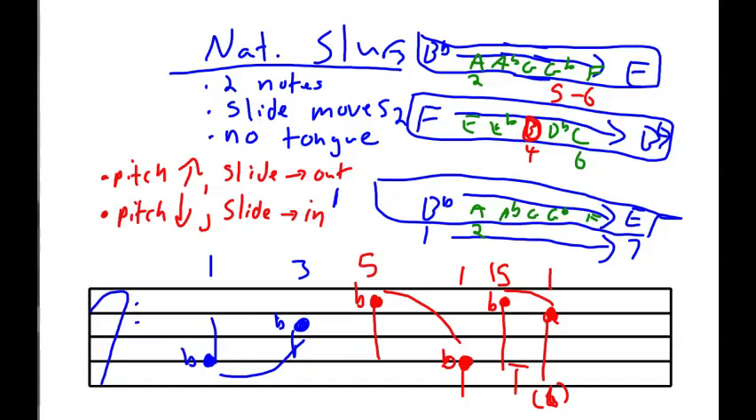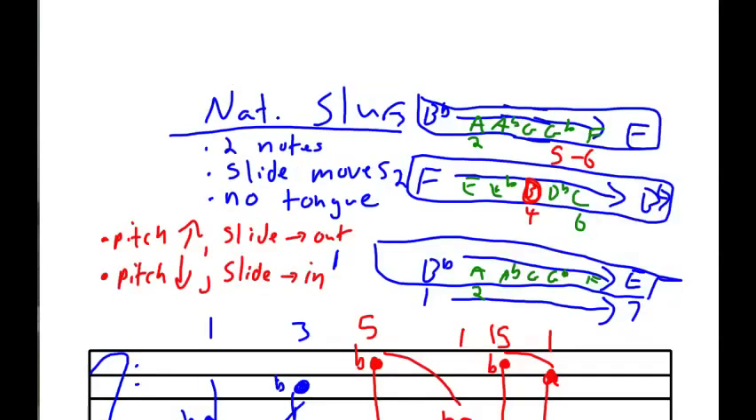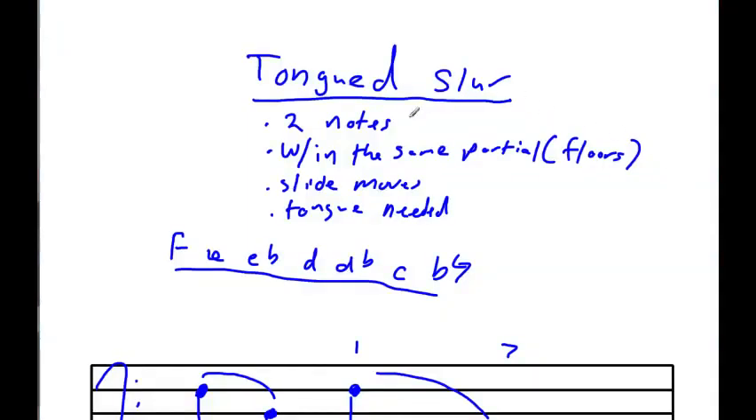That just about covers the lip slur. Again, 2 different notes, no slide movement, no tongue. Natural slurs, 2 different notes, the slide is moving, no tongue. And the tongue slur, 2 different notes within that same floor, within the same partial, with the slide moving, where the tongue is needed. So we could put that G flat to F example here if we were using 6th position.